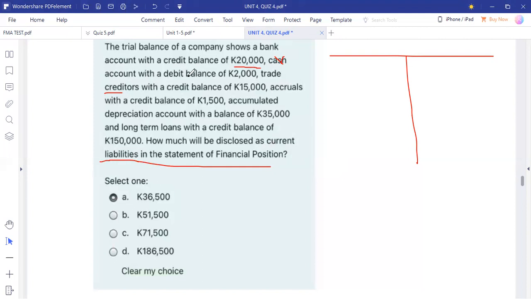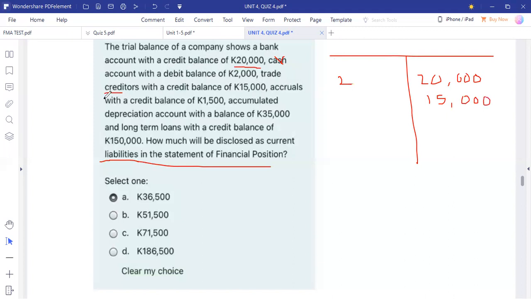Our bank balance was on the credit side. So bank is supposed to be on the debit side. So it was on the credit side, so it was an overdraft. So we'll qualify this. 20,000 is part of what? We're only looking at the liabilities, and 20,000 is a current liability. Then we're also told that trade creditors had a credit balance of 15,000. So we add that because these ones are actual creditors.